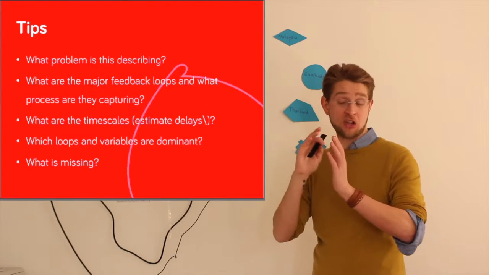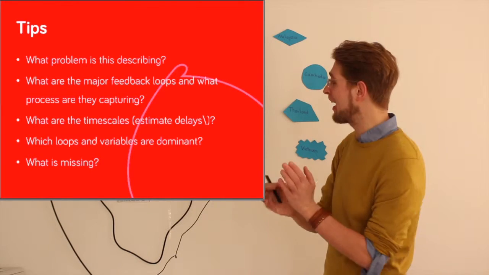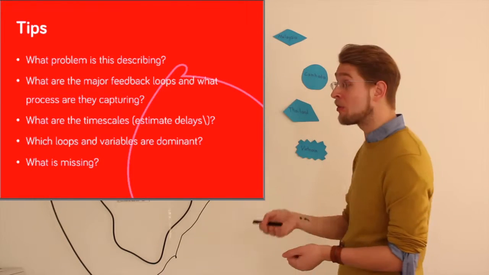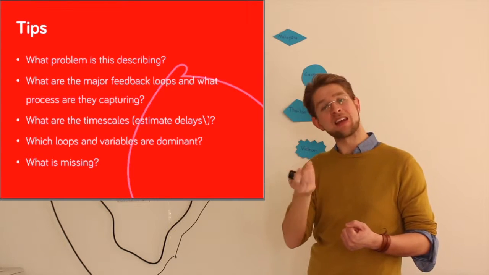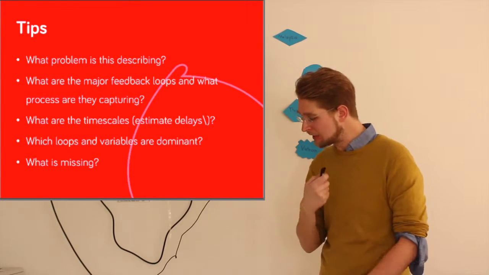Because that's going to dictate the speed at which you're going to expect to see effects. And which loops and variables are dominant, and also what's missing. So again, understanding the context, understanding is there anything else that we should be thinking about.